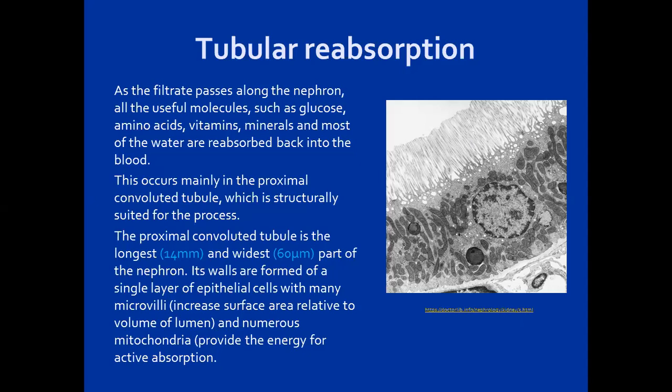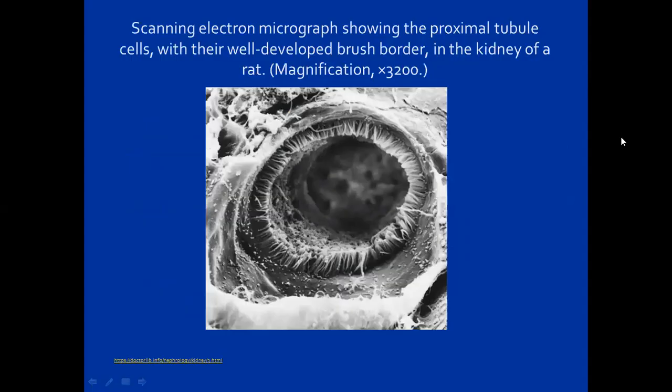And because there are numerous mitochondria, they provide the energy for what we're going to talk about, active absorption. So a lot of the absorption, this is the lumen here, and this is the filtrate. And remember that the filtrate contains lots of different substances, but there are still some small useful molecules in there. And they are going to pass from the filtrate through this layer of cuboidal epithelium and into the surrounding capillaries. And that is tubular reabsorption. They are going to pass back into the bloodstream.